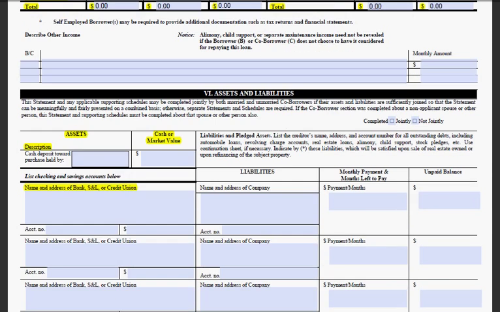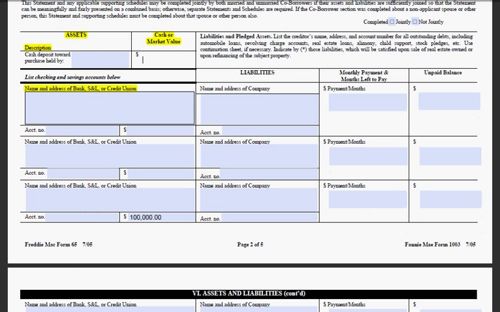Okay, now we have earnest money deposit. This is for a purchase. This is what you deposited into the escrow company here, the amount there. Now we have the assets. Assets are very important. It's important for it to be accurate too.